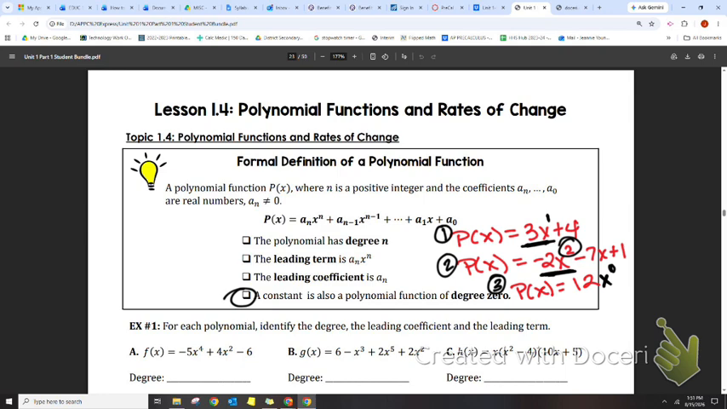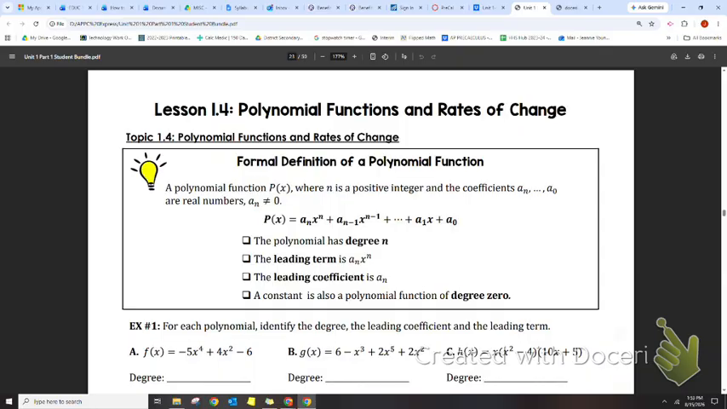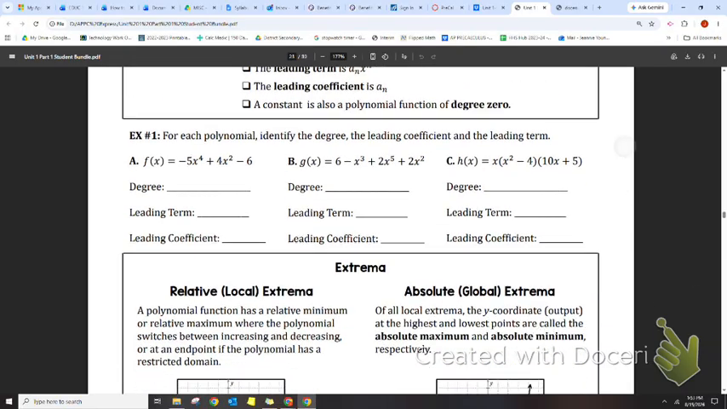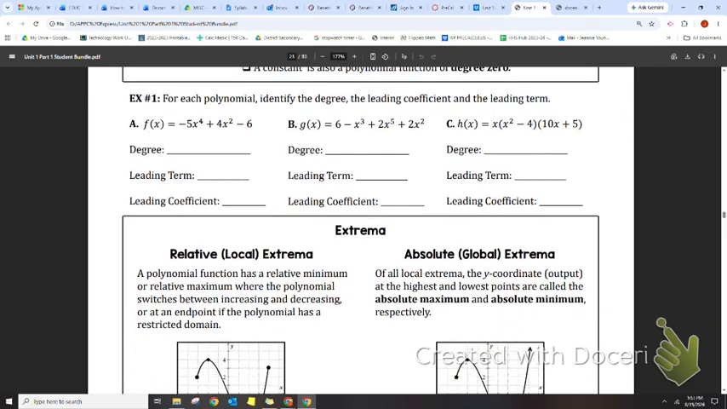So the degree is n. The leading term is the term that has that degree as the exponent. And the leading coefficient is the number in front of that x to the degree. So for example, on our second one here, my leading term is going to be that negative 2x squared. The degree is 2, and the leading coefficient is negative 2. All right, let's look at example 1. Example 1 says, for each polynomial, identify the degree, the leading coefficient, and the leading term.